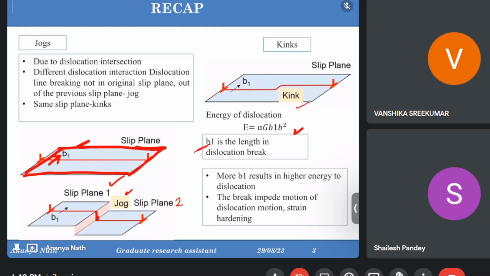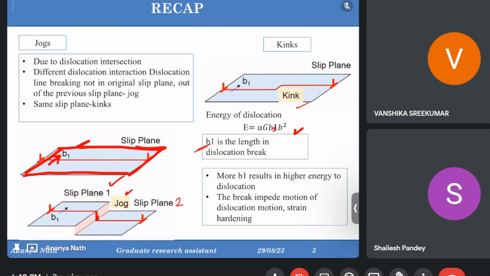It will always try to move from higher energy to lower energy side to get a stabilized and equilibrium position. All the atoms, electrons, everything try to go from higher to lower energy state through an energy gradient. So if the energy associated with that particular dislocation is equal to alpha G b1 squared, where the suffix is b1, then this b1 will denote the length of the dislocation. So higher the b1, higher will be the energy.